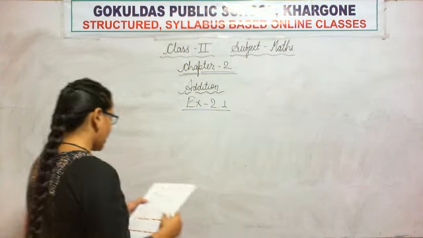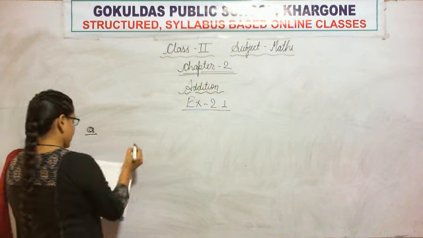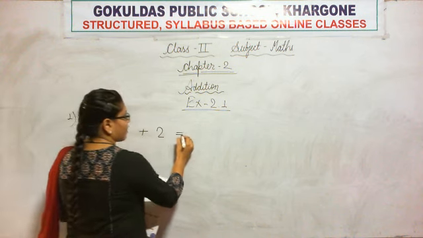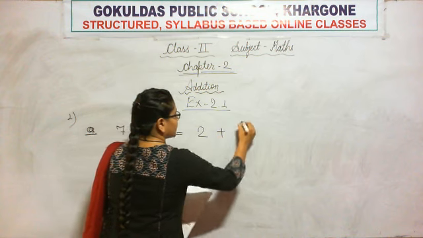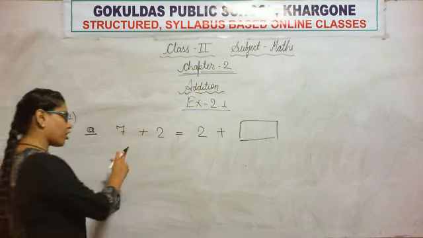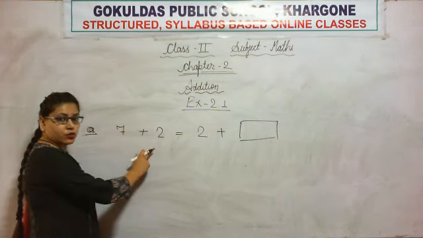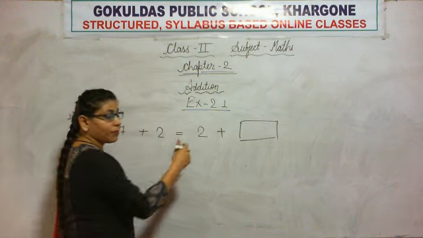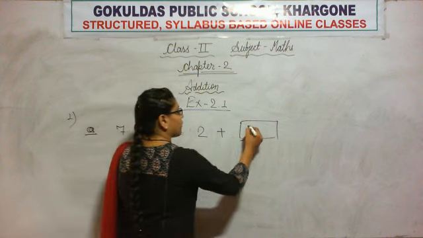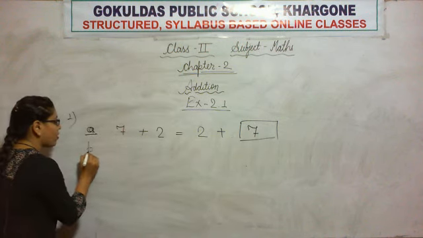So part A of question number 1. 7 plus 2 is equals to 2 plus this box. We have to fill this box. So this is order property. 7 plus 2 will be equal to 2 plus what? 5? No. Yes, it will be equal to 7. This is the question based on order property.